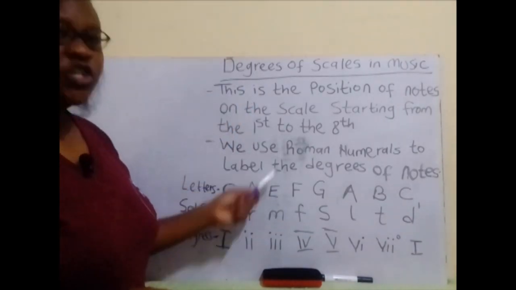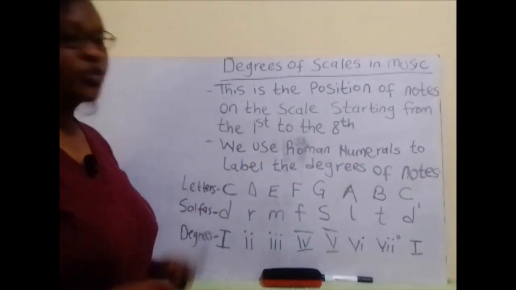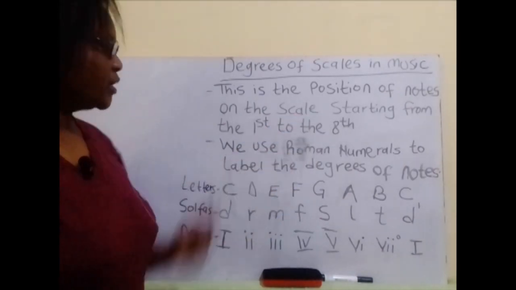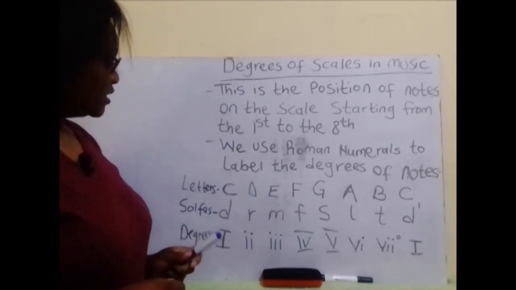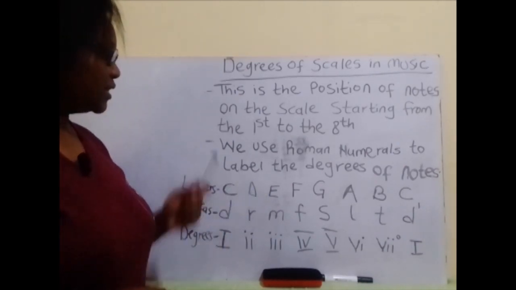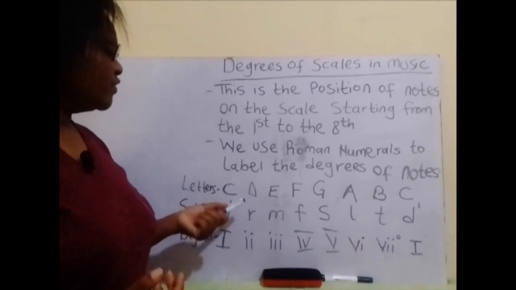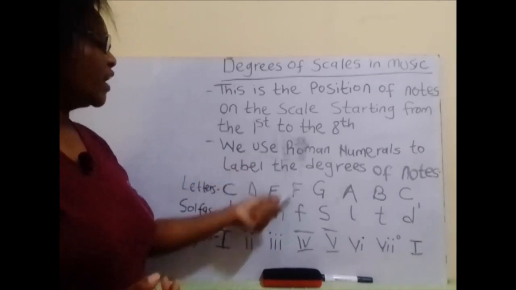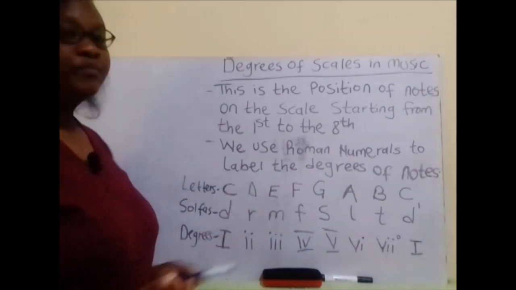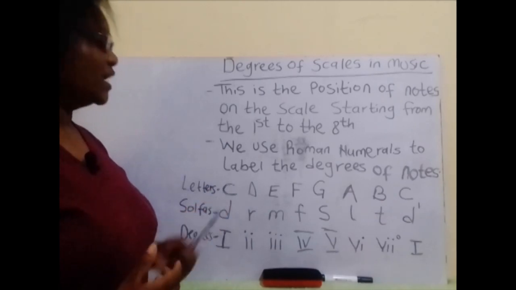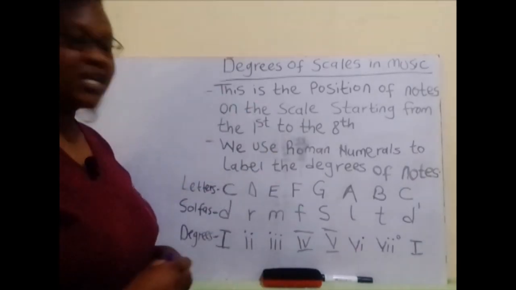Now, we continue and say, we use Roman numerals to label the degrees of notes. And this is it. I have taken an example of C scale. Remember we said it will apply to all the scales, even if it was G, F, A, or B. This is just one of them. I can't take all of them. I've taken C as an example. So whatever we are going to do here will apply to those other scales.